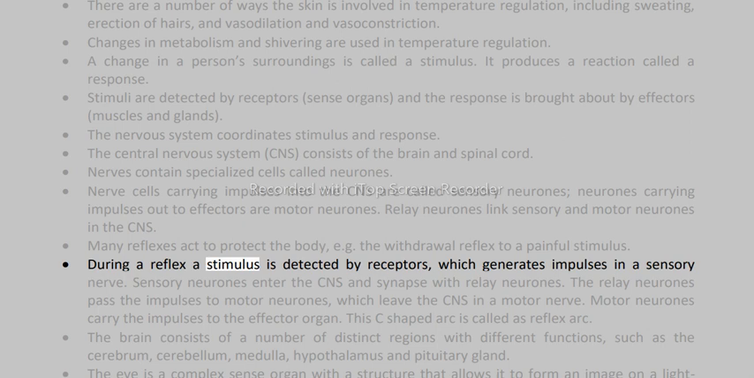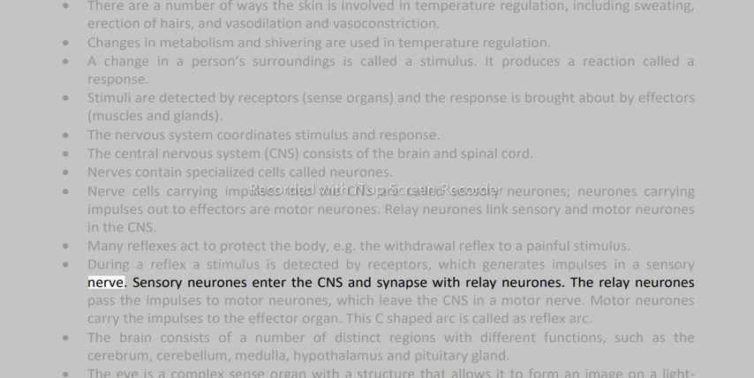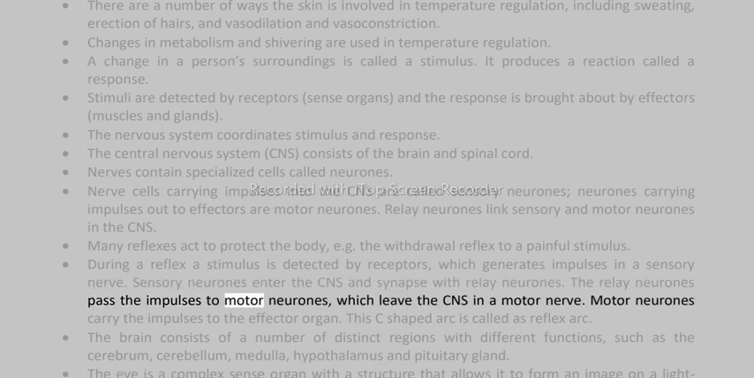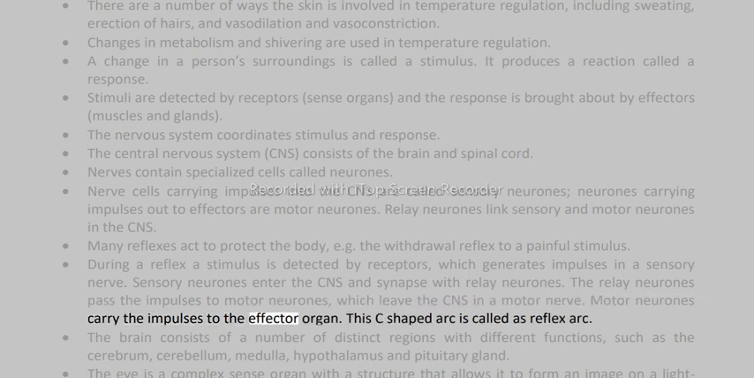During a reflex, a stimulus is detected by receptors, which generates impulses in a sensory nerve. Sensory neurons enter the CNS and synapse with relay neurons. The relay neurons pass the impulses to motor neurons, which leave the CNS in a motor nerve. Motor neurons carry the impulses to the effector organ. This C-shaped arc is called a reflex arc.